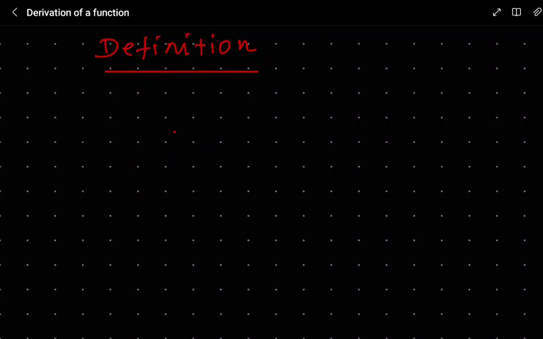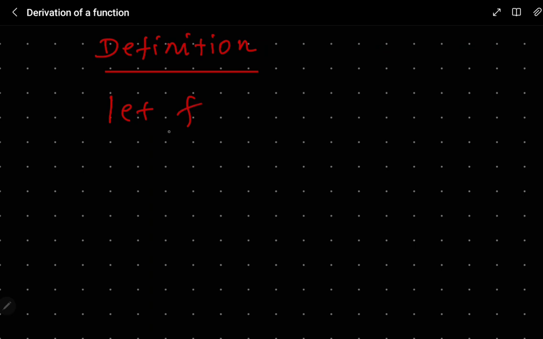In this video we are going to talk about the definition of derivatives, and we're going to see the techniques for doing the differentiation of different functions. So let's start. Let f be a function, a continuous function.